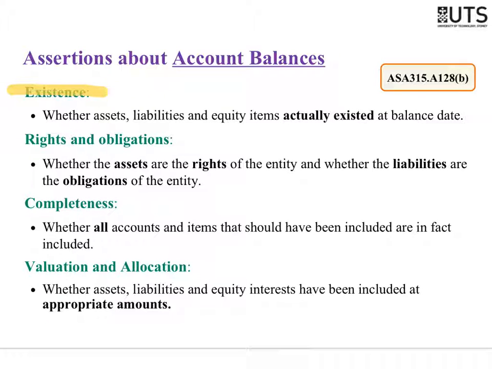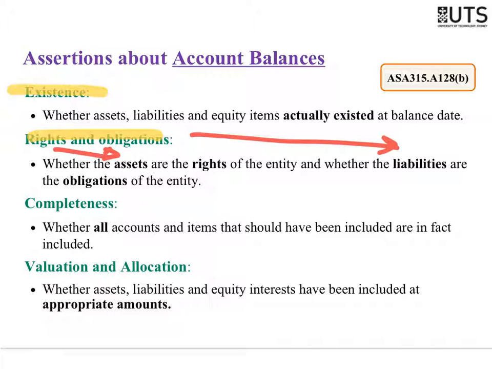Number 2, rights and obligations. Now, this one is a little bit tricky because it's linked. So let me just highlight it. What does this one mean? Does the business, now listen very carefully, does the business have the right to record the asset, or does it have the obligation to record the liability? Now, let me explain this one to you. A business only has the right to record an asset if they own the asset or they control the asset.